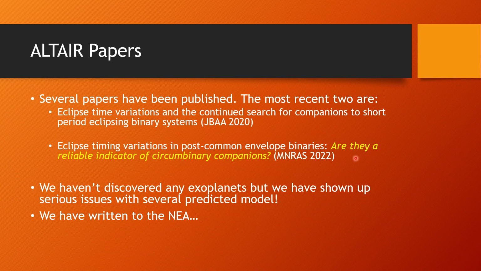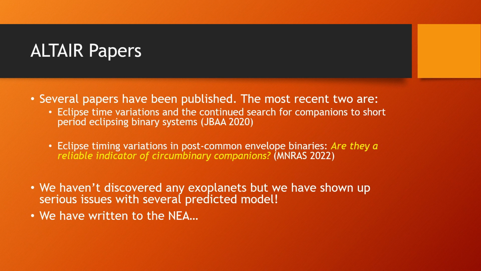I just want to also say that we have published many papers as a group, and the last paper but one was published in the Journal of the BAA in 2020, Eclipse Time Variations and the Continued Search for Companions to Short Period Eclipsing Binary Systems. And the most recent one that we're very proud to have had published in the MNRAS, the Monthly Notices, is entitled Eclipse Time Variations in Post-Common Envelope Binaries: Are they a reliable indicator of circumbinary companions?